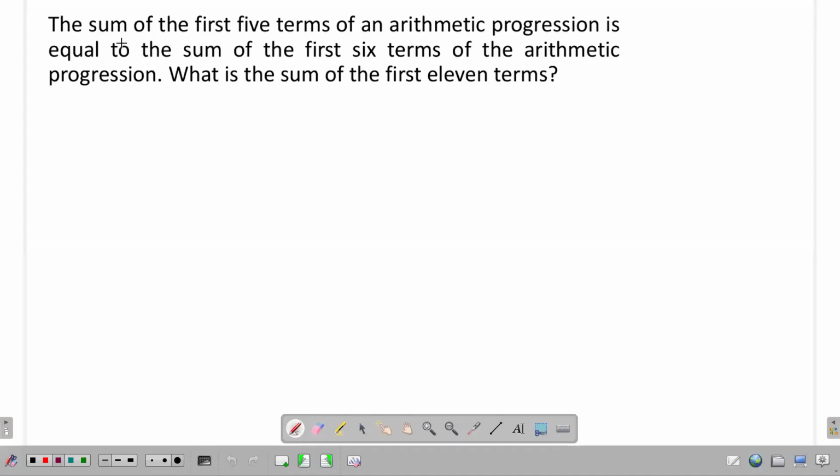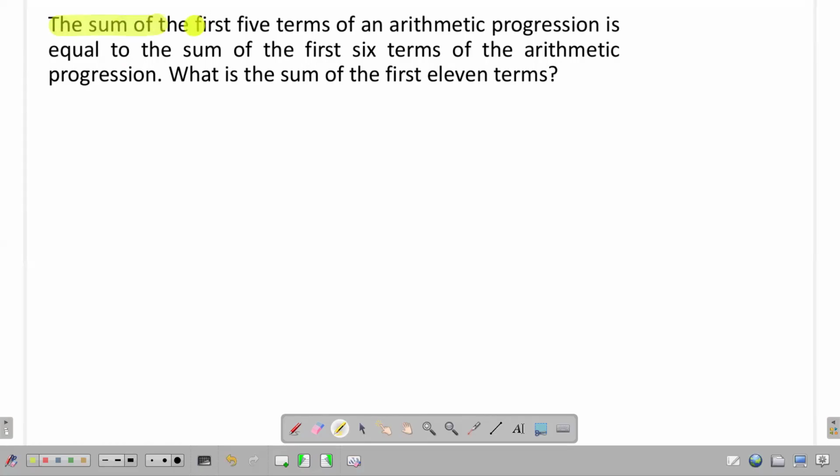Students, now let us consider the next question. Here it is given that the sum of the first 5 terms of an arithmetic progression is equal to the sum of the first 6 terms of the arithmetic progression. The question is, what is the sum of the first 11 terms? So let us convert what is mentioned here into the equation part.